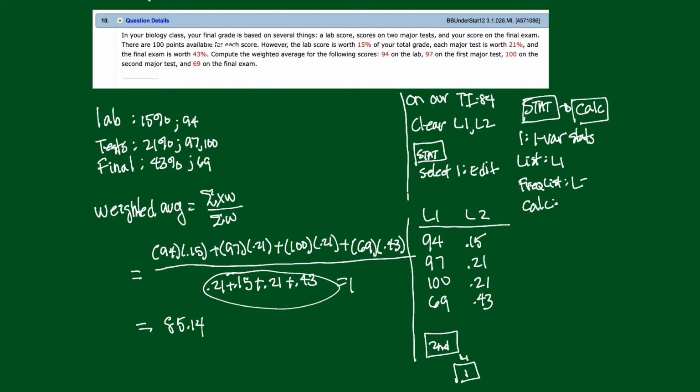And now you want list 2 here. We want list 2. So what are you going to do? You're going to go to second, and then the numerical key 2, because right above it is L2. So you get L1 in, L2 in. You go to calculate. You press enter, and here's what comes up. X bar equals 85.14. Just what we got back over here.